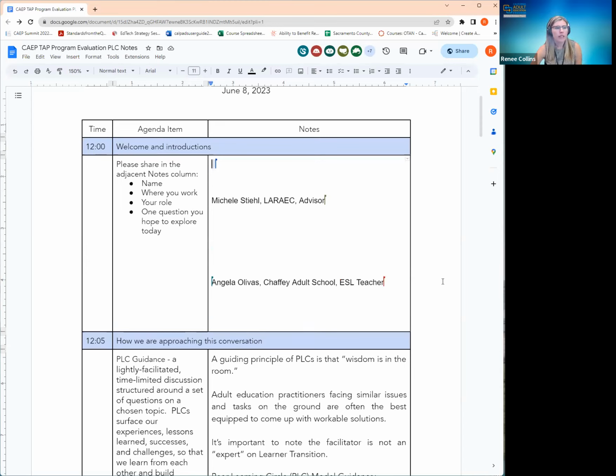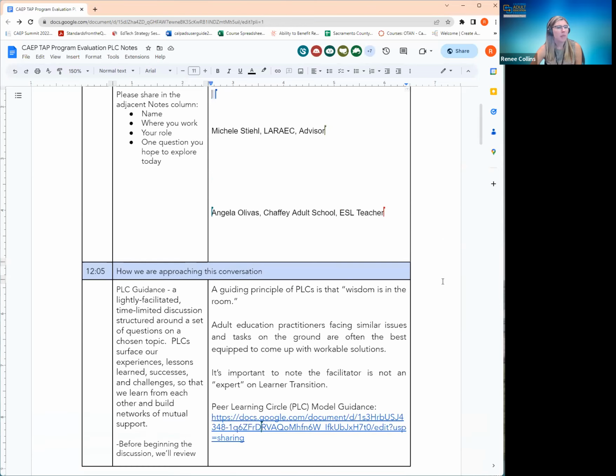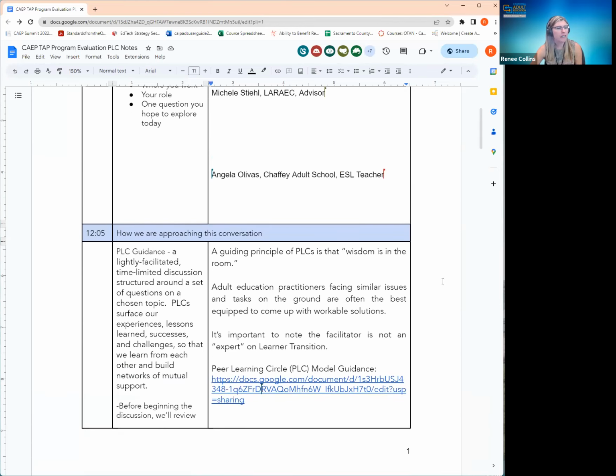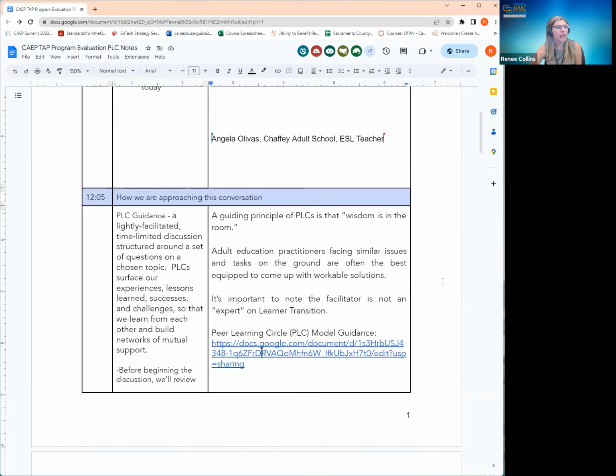As you are filling out the information in the notes column, I am going to move on to the next section, and then we'll come back and see who's in the room. If you can just keep half an ear to me, I just wanted to go over what the PLC is. It's a lightly facilitated, time-limited discussion structured around a set of questions on, in this case, program evaluation. So we're really coming together to share our experiences, our lessons, our successes, our challenges, and really learning from each other in this professional network.